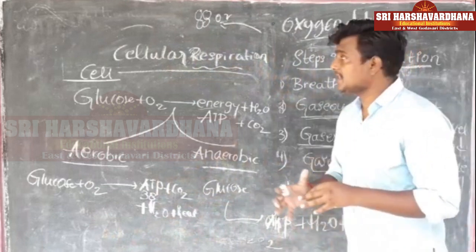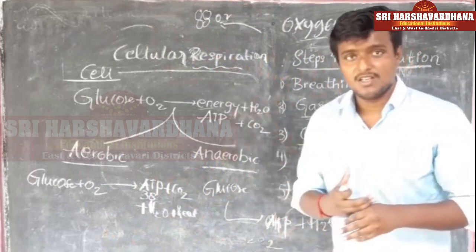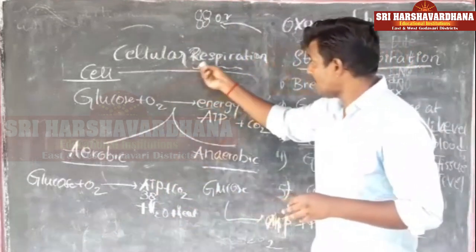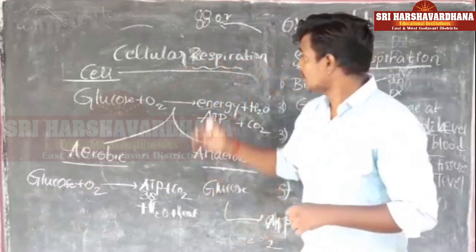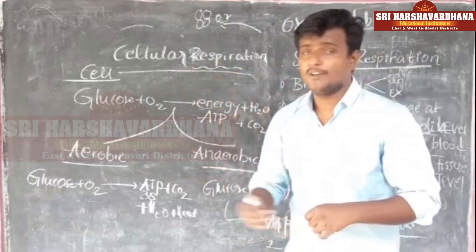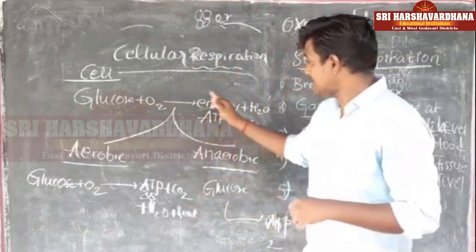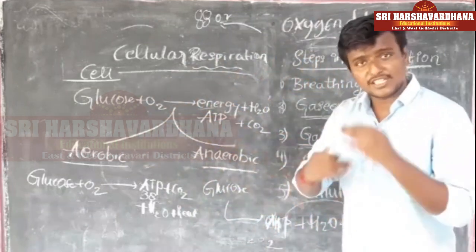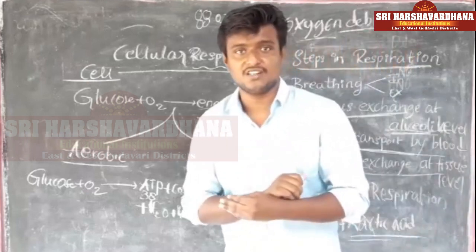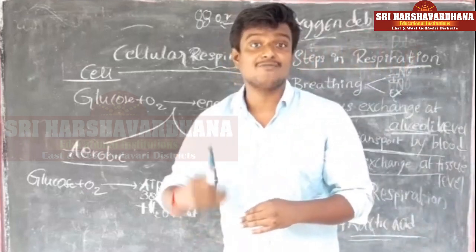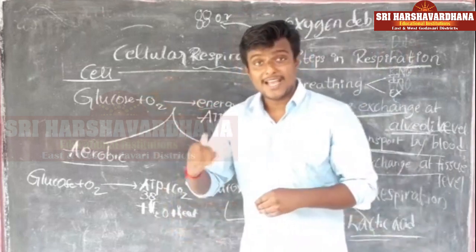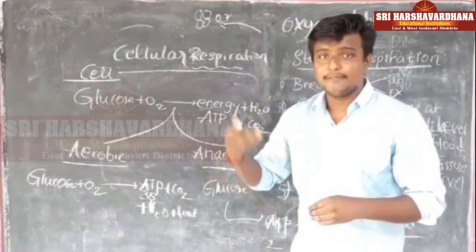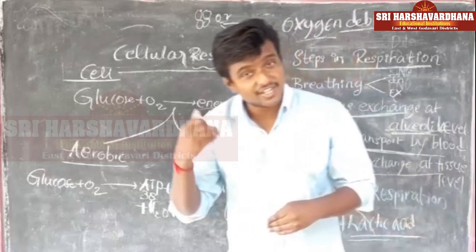So here, what is cellular respiration? If you know what respiration is, we can define cellular respiration. Respiration means when glucose reacts with oxygen, it liberates energy. That process is called respiration. And where is it done? It is done in the cell. And why only the cell? Because the cell is the basic unit of structure.